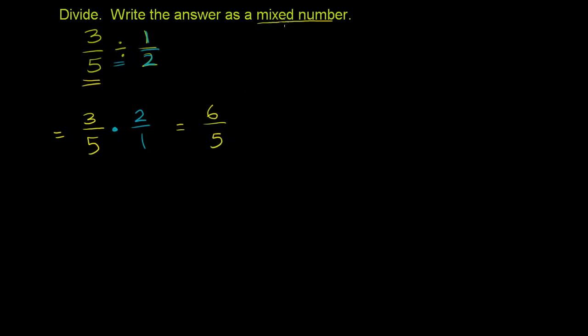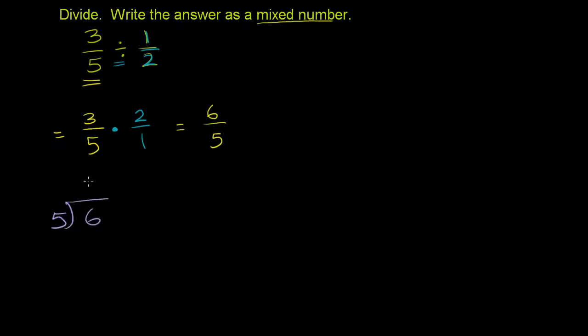Now, they want us to write it as a mixed number. So we divide the 5 into 6, figure out how many times it goes. That'll be the whole number part of the mixed number. And then whatever's left over will be the remaining numerator over 5. So what we'll do is take 5 into 6.